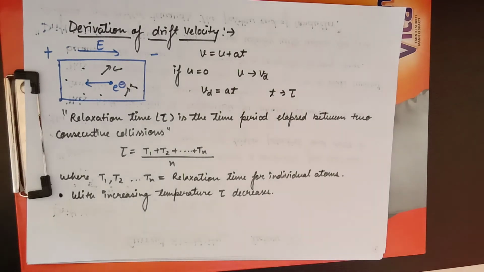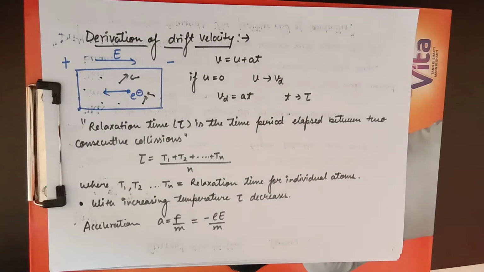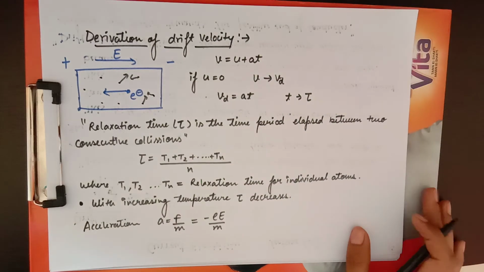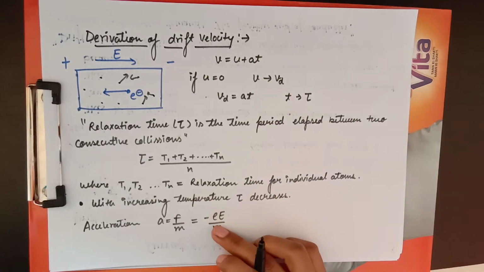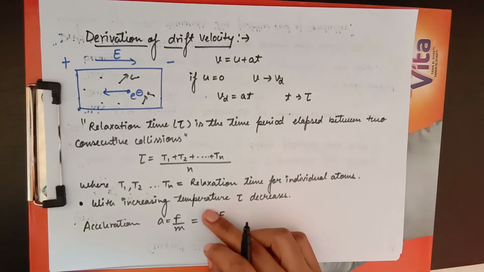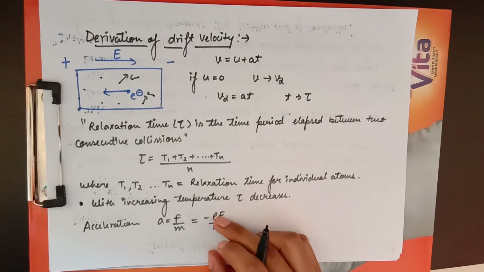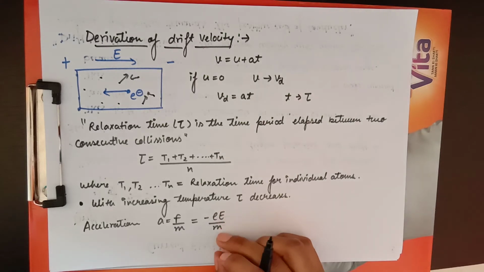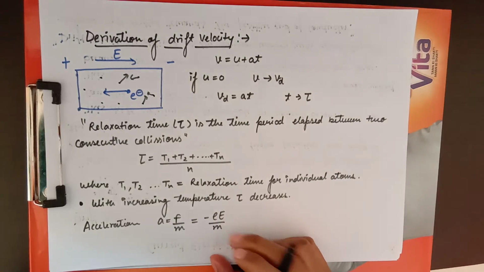Now we will calculate the value of a, the acceleration. As you know, the acceleration is related with force. As force is equal to ma, I can write acceleration a equals F divided by m, that is force divided by mass. Here force is electrostatic force, and the formula for force is Q into E. In place of Q, I can write minus e as the charge of the electron, and E is the electric field, divided by m. So a comes out to be minus eE divided by m.